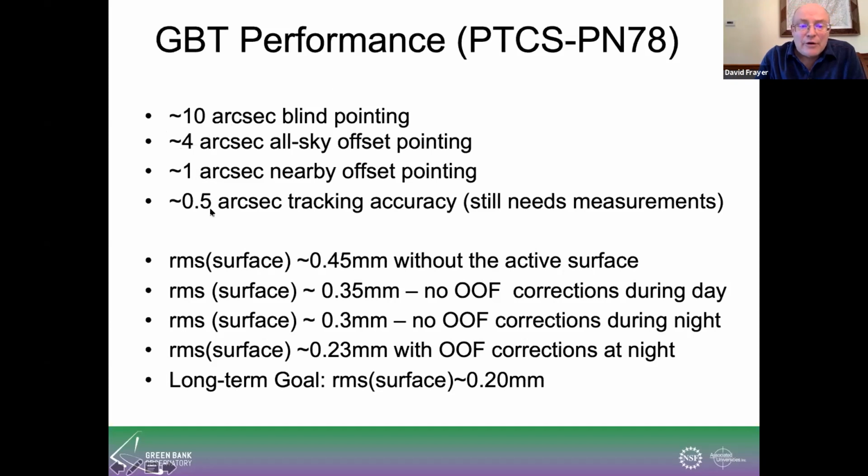And once you're there and you're trying to track a position, we think we track better than about 0.5 arc seconds. This still needs measurements. We improved the servo system a few years ago, but we still haven't done the detailed measurements to confirm the tracking error. It could be as good as 0.2 arc seconds, and it's certainly better than 0.7. So that's why I put the 0.5 there, but it's probably about 0.3. In terms of our surface errors, without our active surface corrections, it's about 0.5 millimeter.